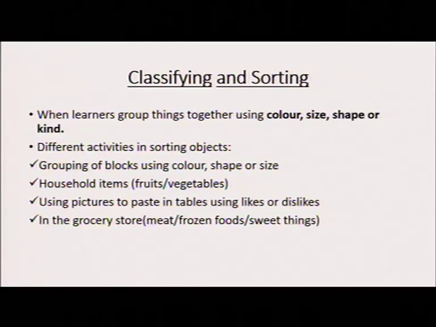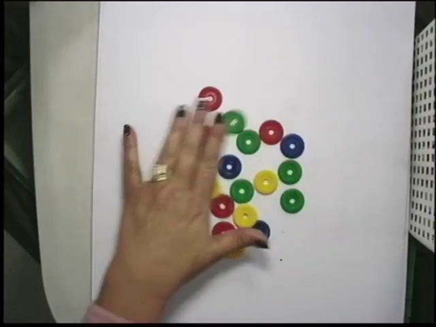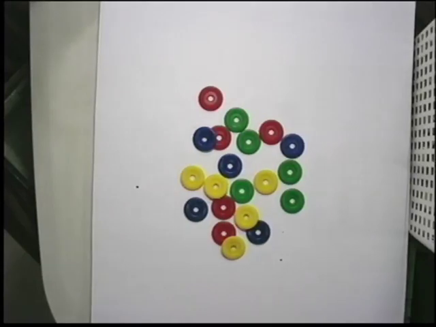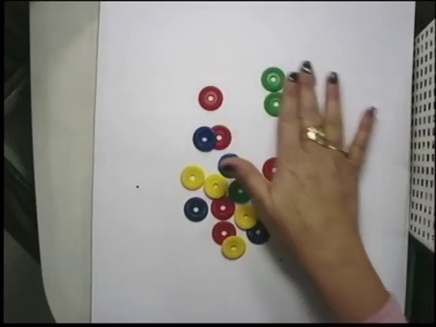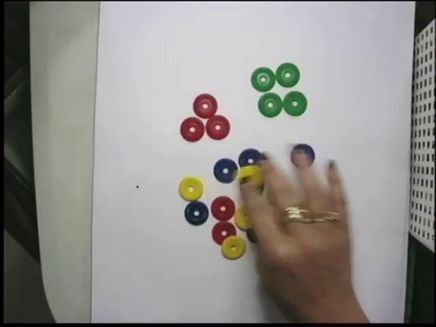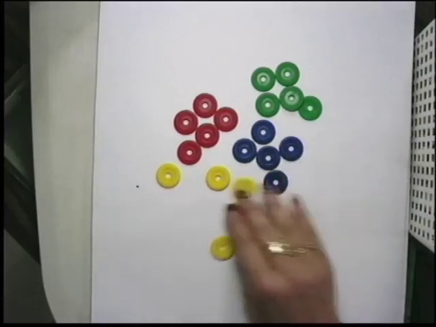Classifying and sorting. When learners group things together, they use firstly color, size, shape, or kind. Now, in our classrooms, because it's pre-primary and junior primary, we should always have different colors. I have an example of how they can use colors. So as a teacher, I give the learners a group of colors, and then I ask them to sort these colors. Sometimes they won't know the color, but because they can look at the colors, they will be able to sort, and this is just a kind of sorting that we can do with our learners.